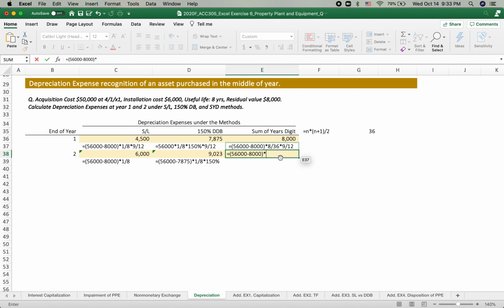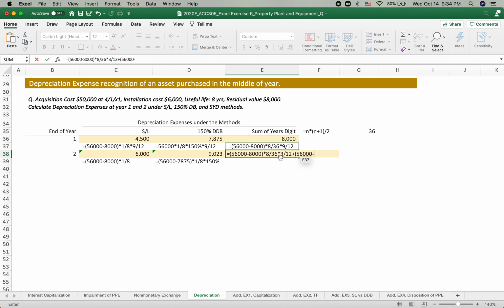So you should consider 8 divided by 36, and then now the remaining 3 months of the first year depreciation expense, because again we are using this digit of the year, right? So the first digit year we are using the rest of the months. The 3 months is the rest of the months divided by 12, and then the second digit year is applied to the fiscal year.